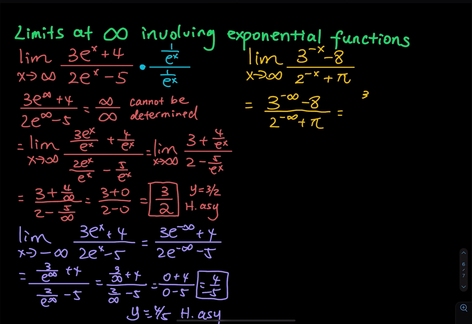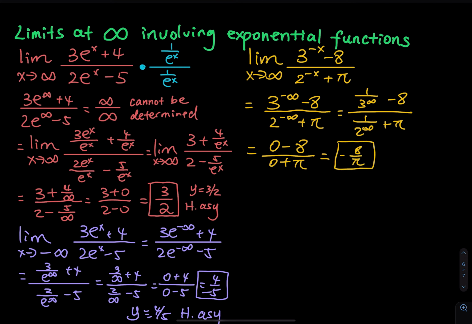Then we have 1 divided by 3 to the infinity minus 8, and then 1 over 2 to the infinity plus pi. So all the fractions become 0, right? And then what do we have? We have 0 minus 8, and then 0 plus pi. So therefore negative 8 over pi. If you graph this, we have y equals negative 8 over pi as the horizontal asymptote.